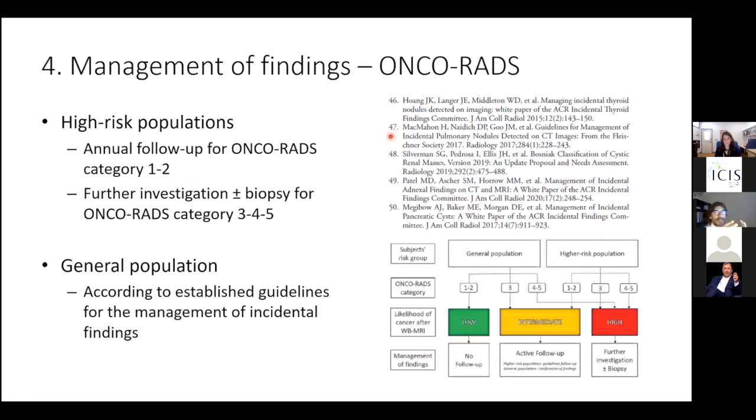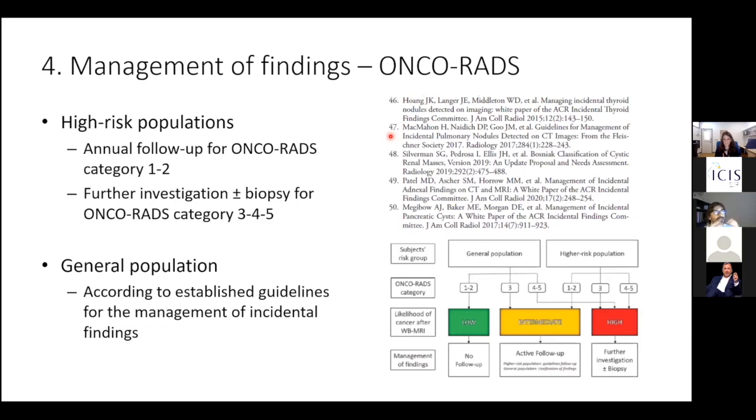And we know that our reporting and our management should be different if we are dealing with a high-risk population or general population. Because those people of the high-risk population need annual screening with whole body MRI. So even if we have a negative whole body MRI, by that I mean not more than ONCO-RADS 1 or 2 findings, they still need by the guidelines annual screening with whole body MRI. So every finding, even if benign, will be followed up every single year.